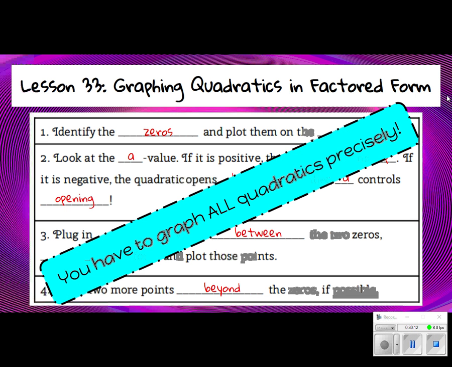All right, you are going to graph all of these precisely. No drawing, getting the zeros on there, and then just making a U wildly through them. You are going to graph precisely. So that means we're picking x values, we're getting y values. Now I'm going to show you a trick for that.